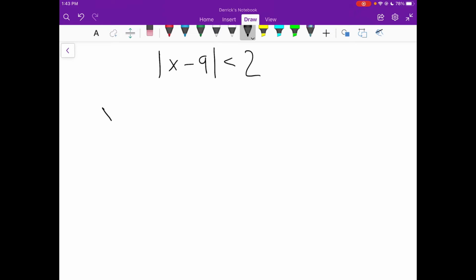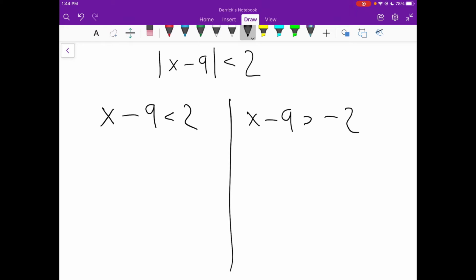Our first case would simply be x minus 9 is less than 2. Basically, you're just keeping everything the same. Our other case would be x minus 9 is greater than negative 2. So it's not just flipping the inequality, and it's not just flipping the sign of the number, it's both. It goes from less than to greater than, and from 2 to negative 2.